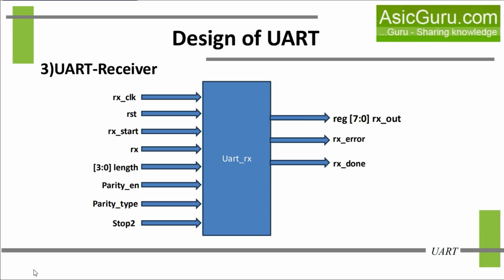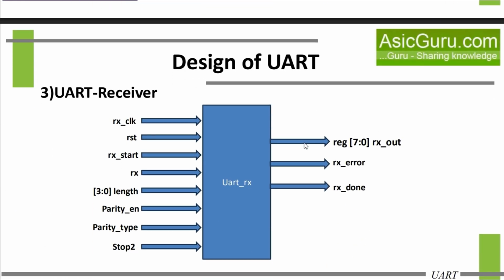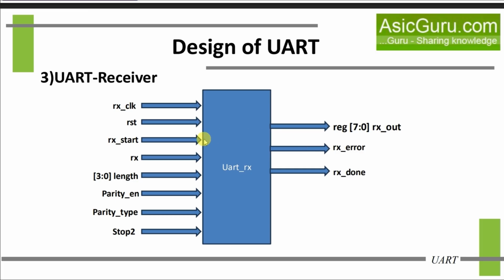Now for the UART receiver, here are the input signals. First is RX clock. This RX clock we are receiving from the clock generator. Then reset, then RX start. RX start indicates that we are now ready to receive the bits, and then comes RX. Now this RX is connected to the TX of the transmitter. Only from this line are the bits sent from the transmitter to the receiver.